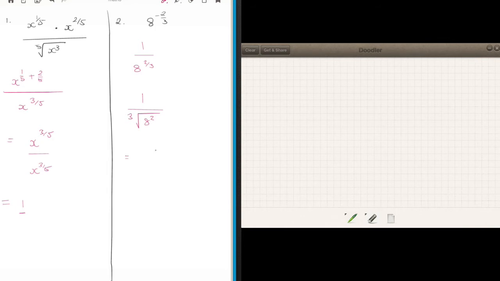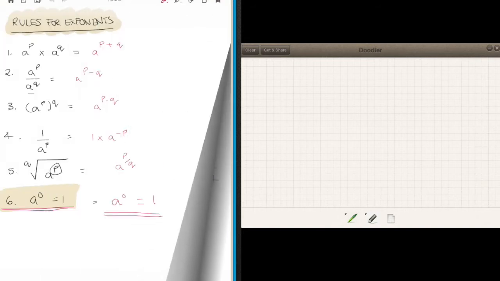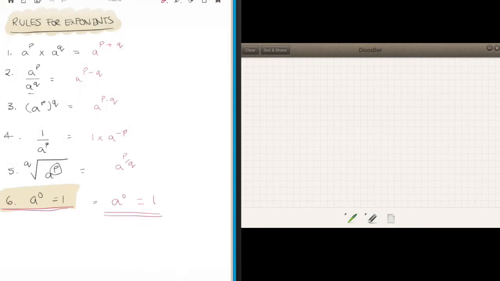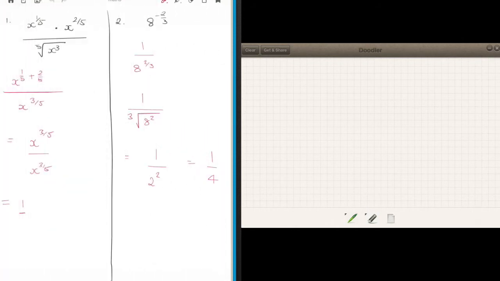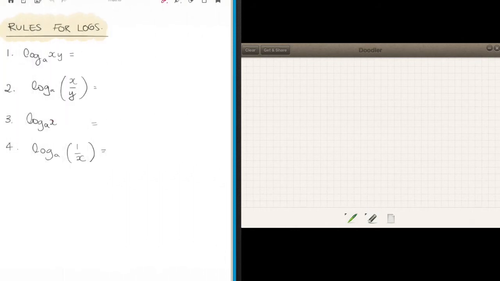This can be simplified to 1 by 2 to the power of 2. This will just be 1 to the power of 4. This was very easy. The rules apply to this, so you can see that every step uses the 6 rules I gave here. Now we will be carrying on to rules for logarithms.